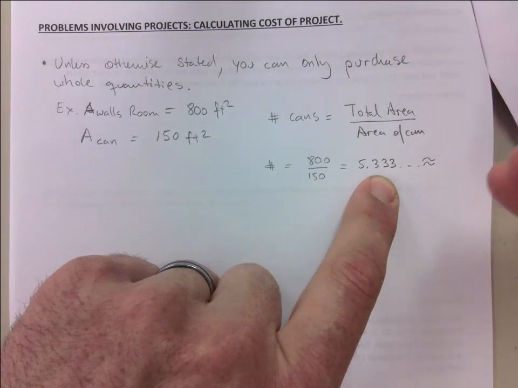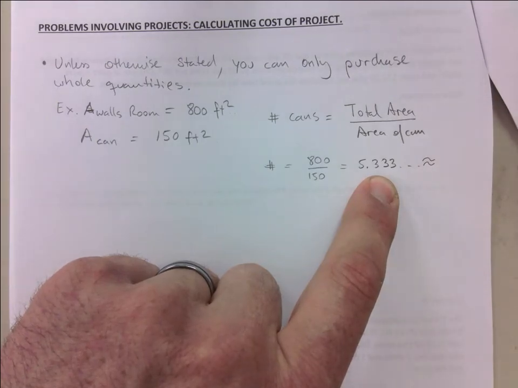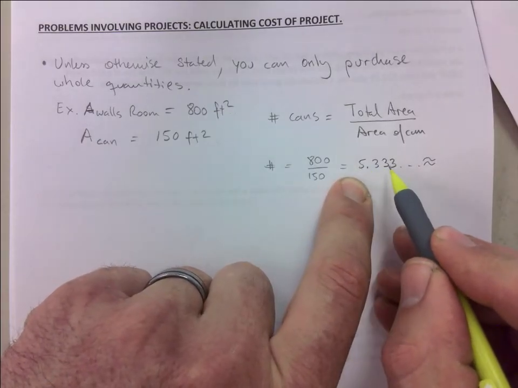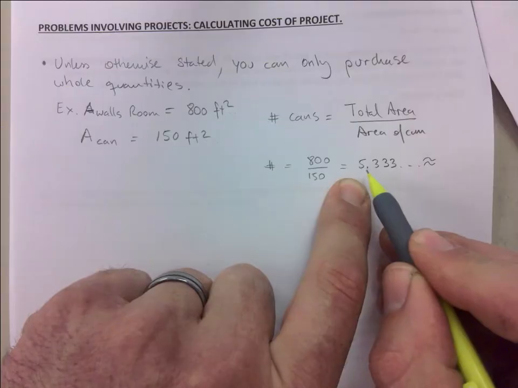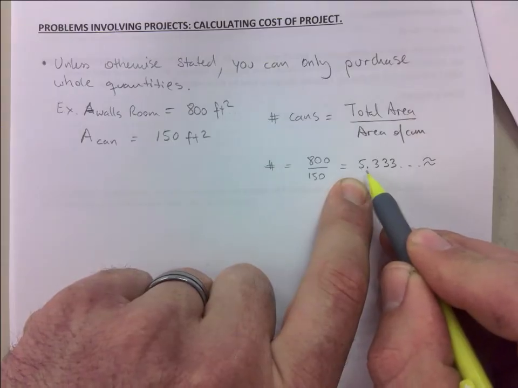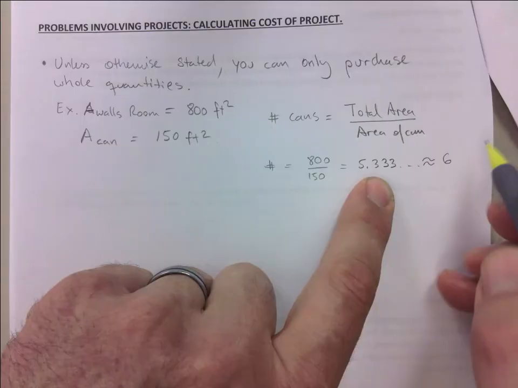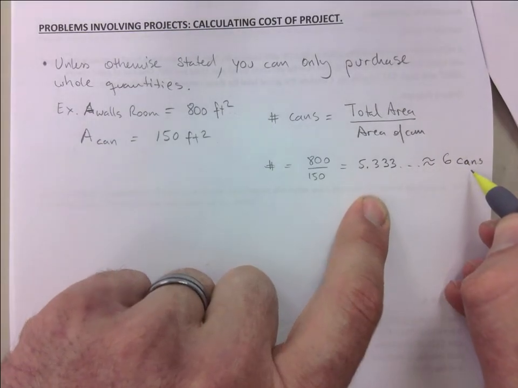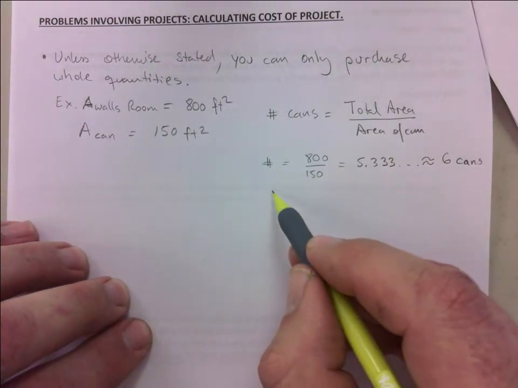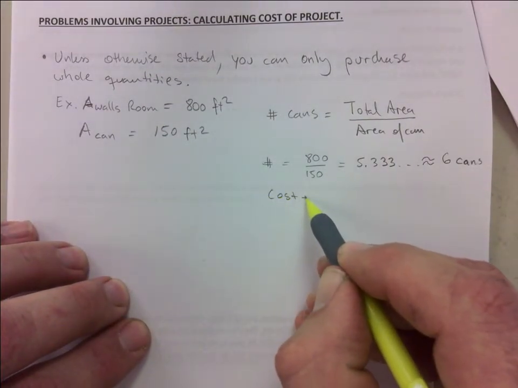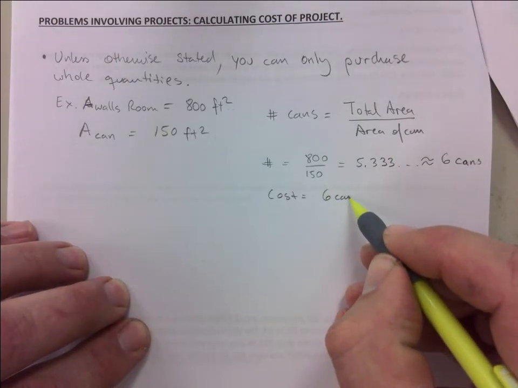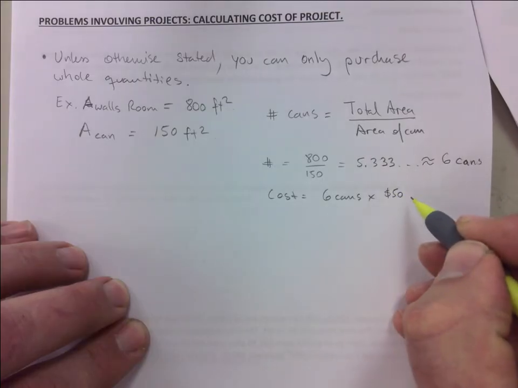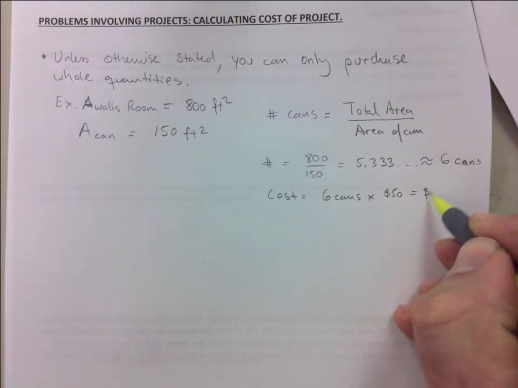6. You will always round up. No exceptions here. Even if you had 5.0001, like if you need at all a little bit more than 5, you'll round it up to 6. Okay, so this is a very important concept. And then you'll figure out the cost. Cost is 6 cans times, let's say, it costs $50 a can. So it'll be $300.